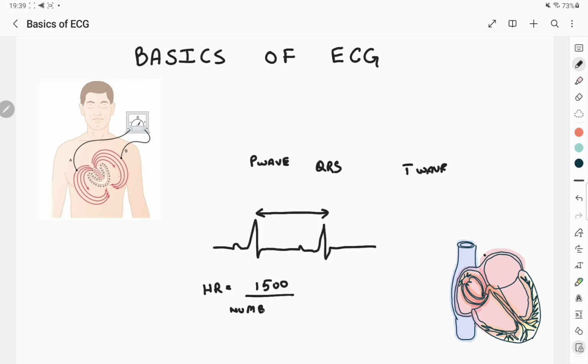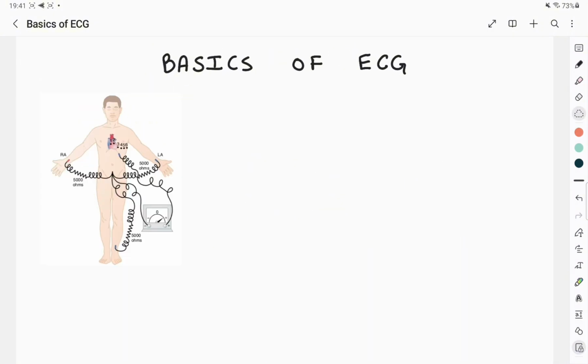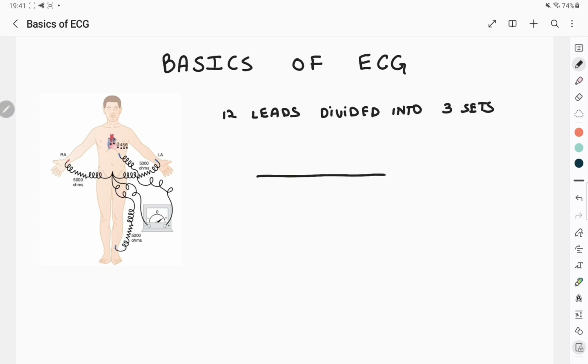To calculate heart rate, simply divide 1500 by the number of small boxes between two R waves and you will get your heart rate. Now let's talk about the lead system in ECG. An ECG does not use just one view. To find localized muscle damage or blockages, ECG uses 12 different electrical angles divided into 3 distinct sets. Think of it like choosing different camera angles around a football stadium. Each lead has a negative and a positive terminal. Different leads have their negative and positive terminals at different locations.